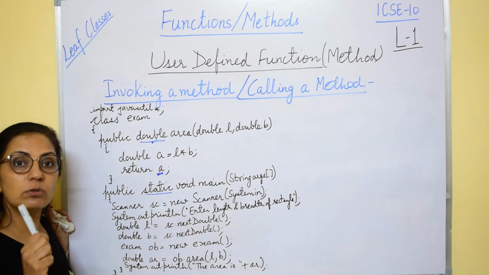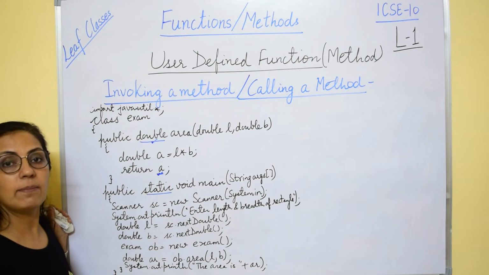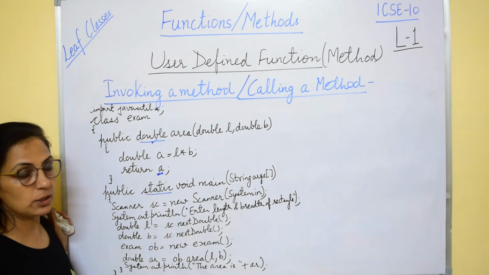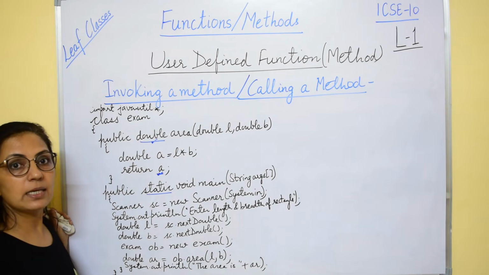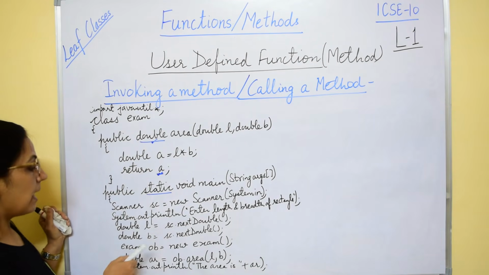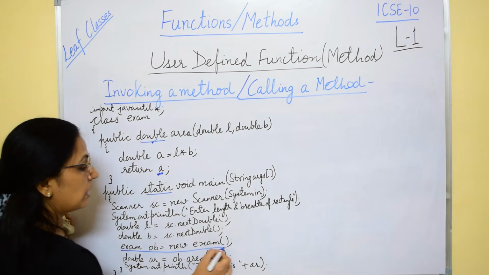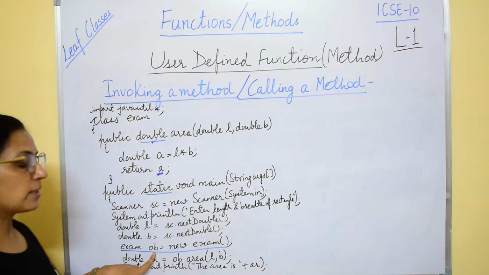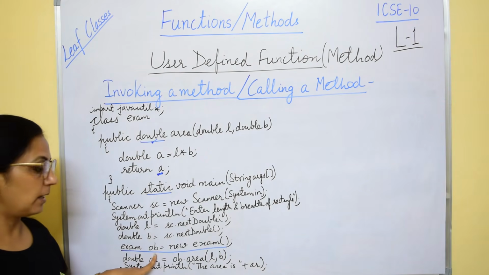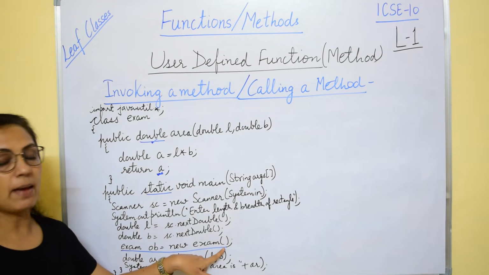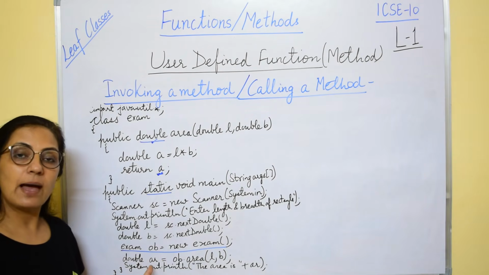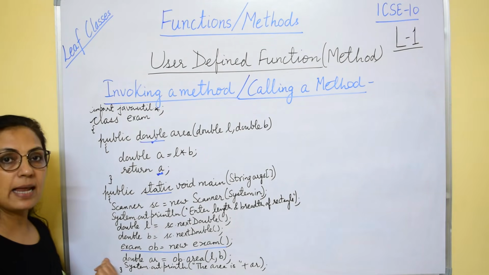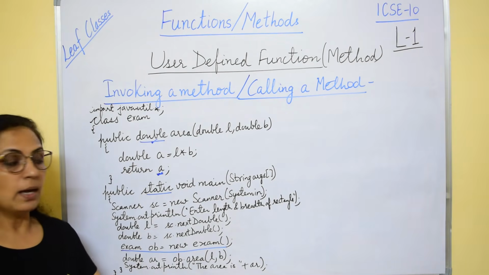So if I have not used the static word before the function name, that means I have to create the object of that class. The syntax for creating an object of any class is: class name, space, object name, equals to new class name. Your class name is exam, the object name is any user defined name; I have taken OB, equals to new class name and opening and closing brackets. This we have done in class 9th also, how to create the object of the given class. The syntax is class name space object name equals to new class name.